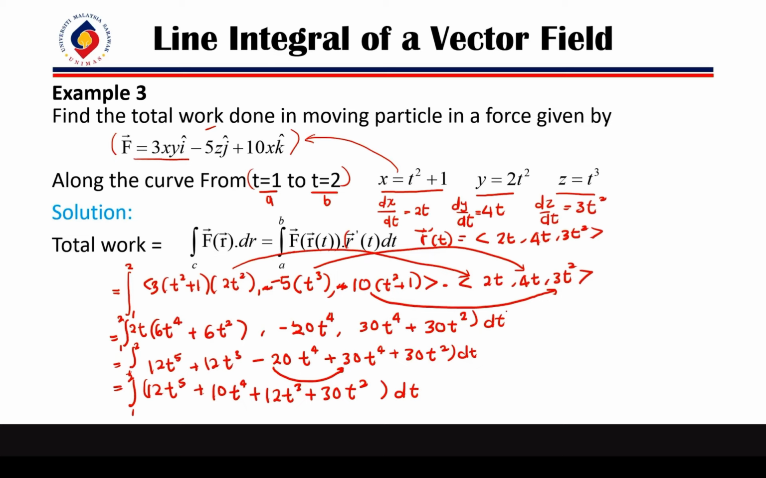Alright, so next we have to evaluate this integral. This one is equal to 12t^6 over 6 plus 10t^5 over 5 plus 12t^4 over 4 plus 30t^3 over 3. Then we substitute in the limits here, 1 to 2.